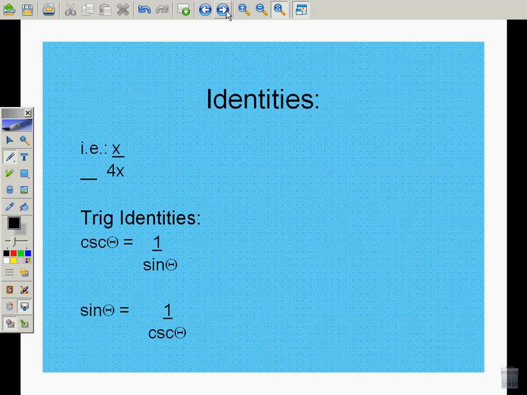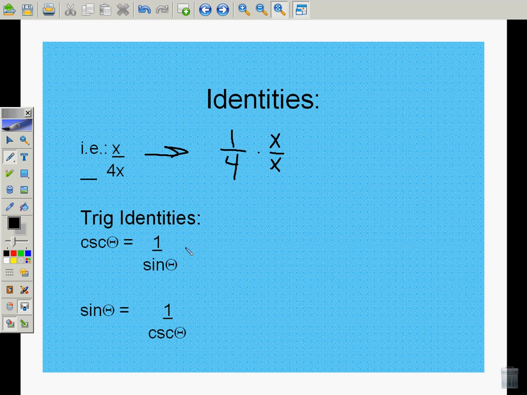Now, identities. For example, if we said we have x over 4x, we could simplify that to 1 over 4 because it would be the same as saying that times x over x. And so we're simplifying it because we've got a certain relationship here. So any variable that can be put in, we can simplify like that. And so with these trig identities, we're going to try to manipulate them so that we can get some fractions and things like that. Here are some basic trig identities that you need to know.